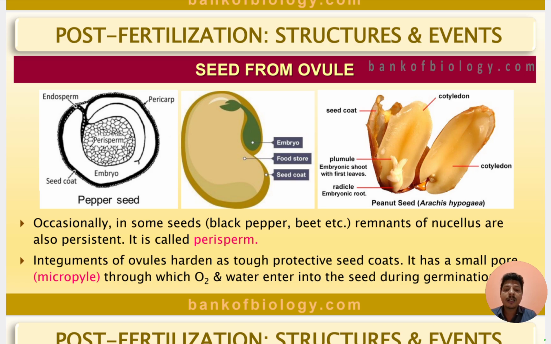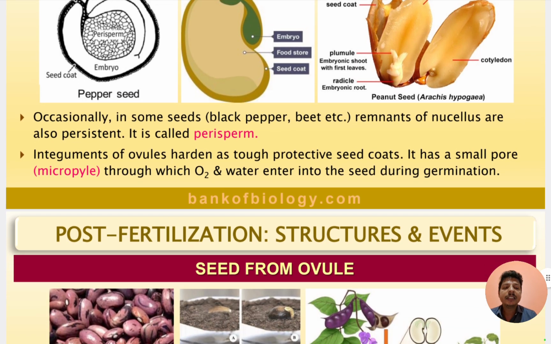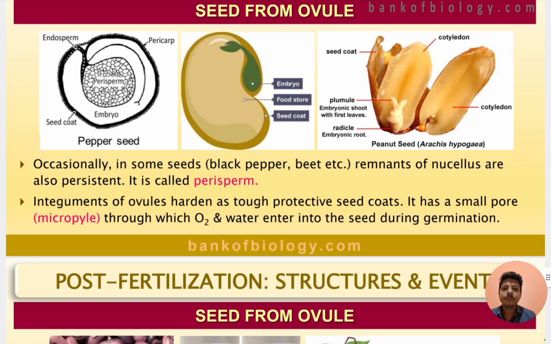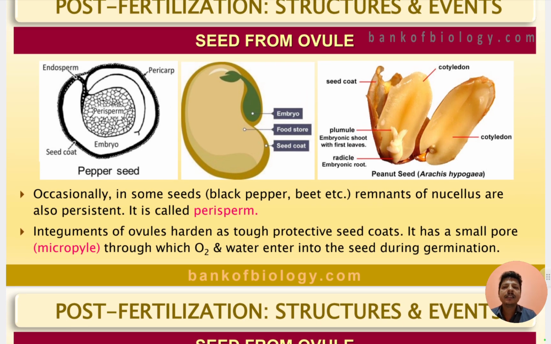Integuments of ovules harden as a tough protective seed coat. The seed has a small pore, that is micropyle, through which oxygen and water enter into the seed during germination. Here you can see a small pore in the seed, through which oxygen and water enter the seed during germination.